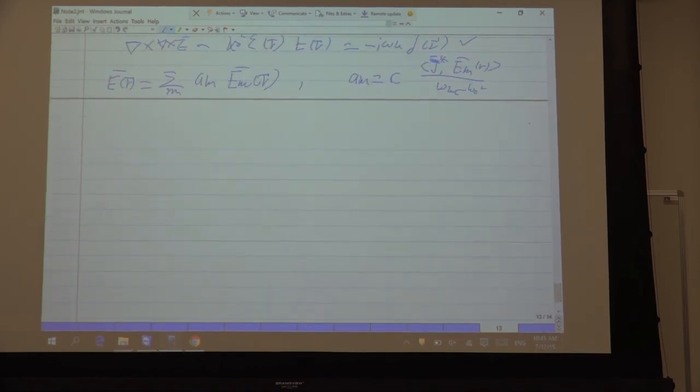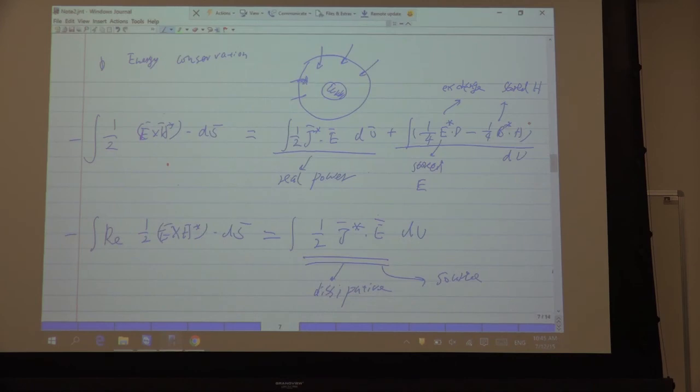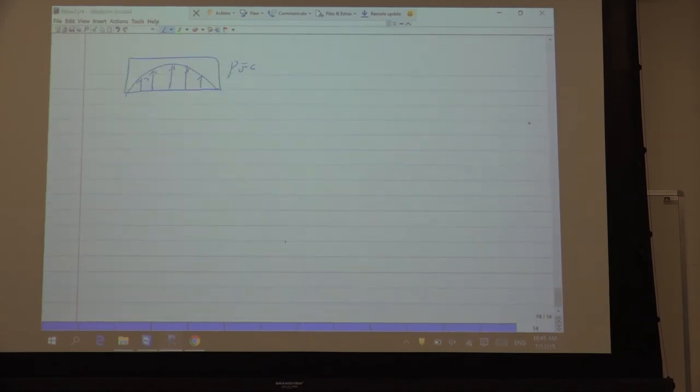For example, this is a PEC waveguide. You want to excite the TE1 mode. So the location of your probe should be located here, and polarized along the same direction.